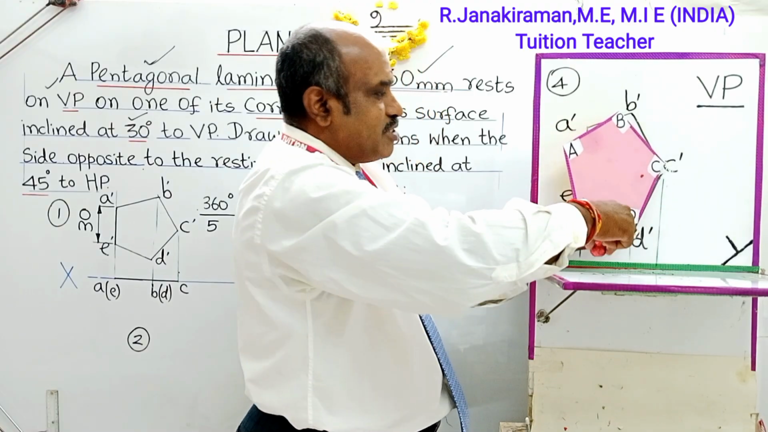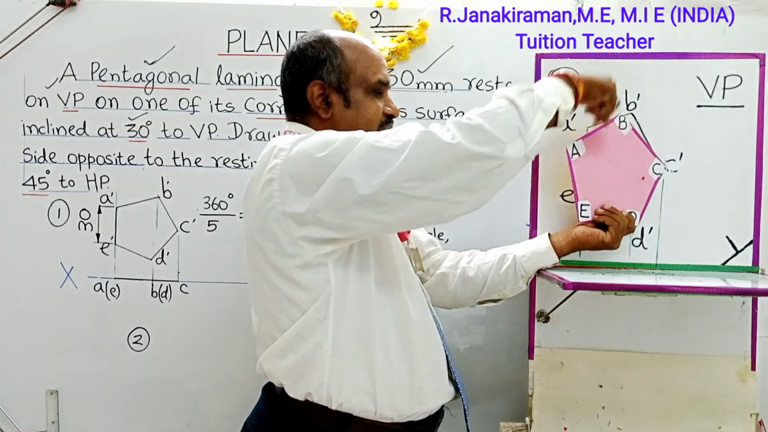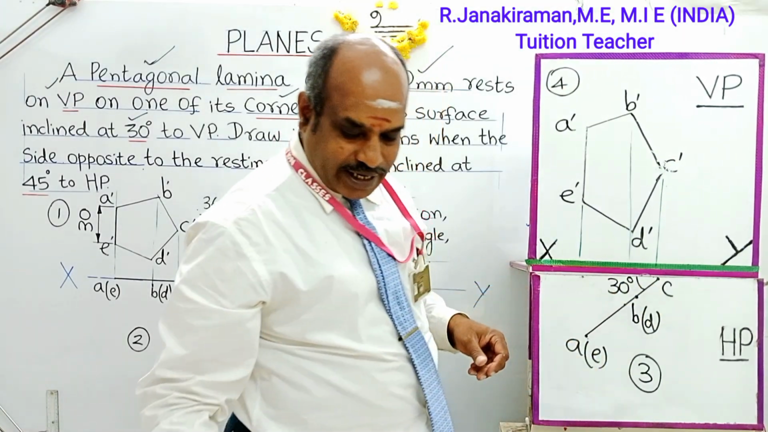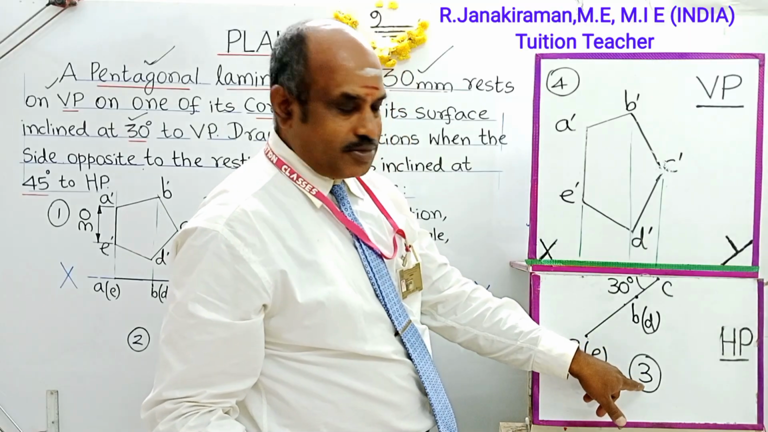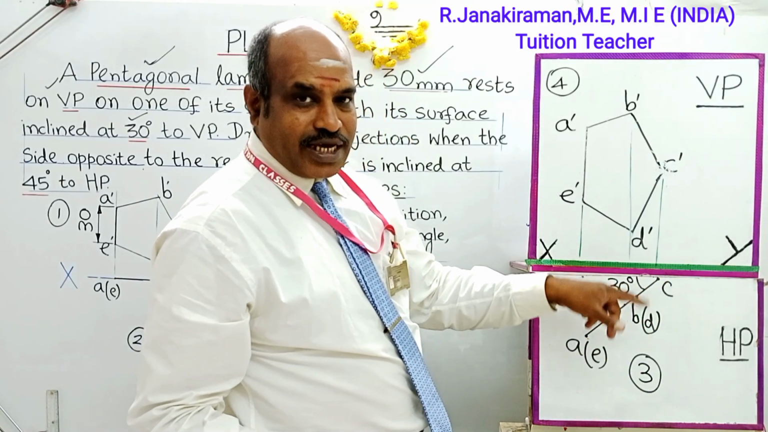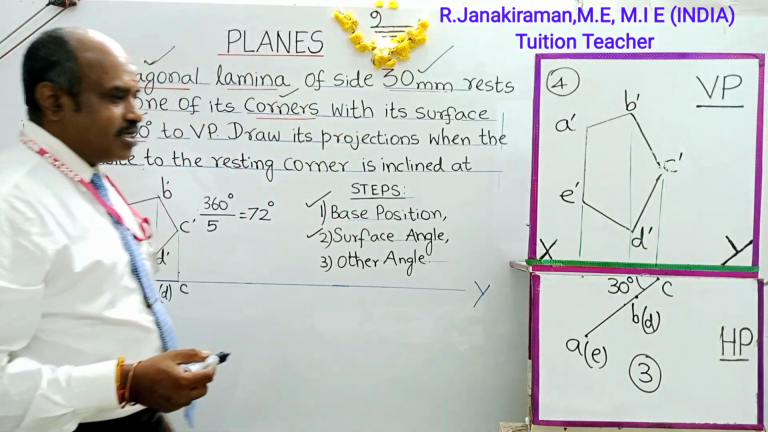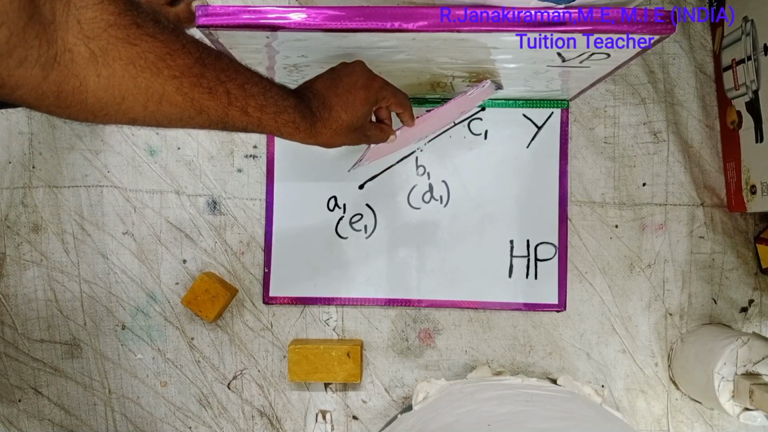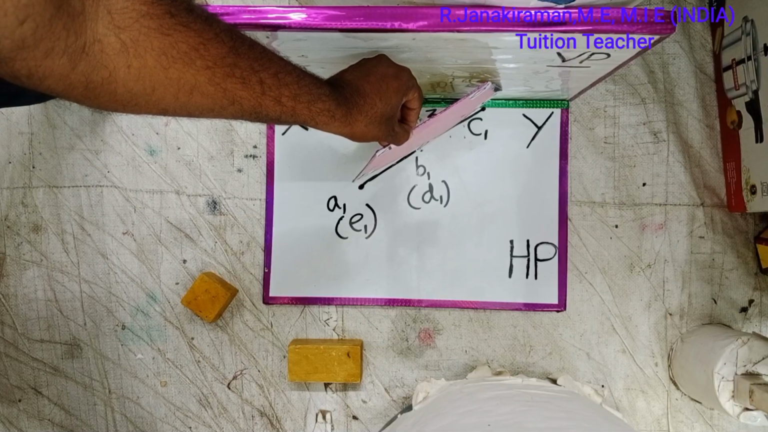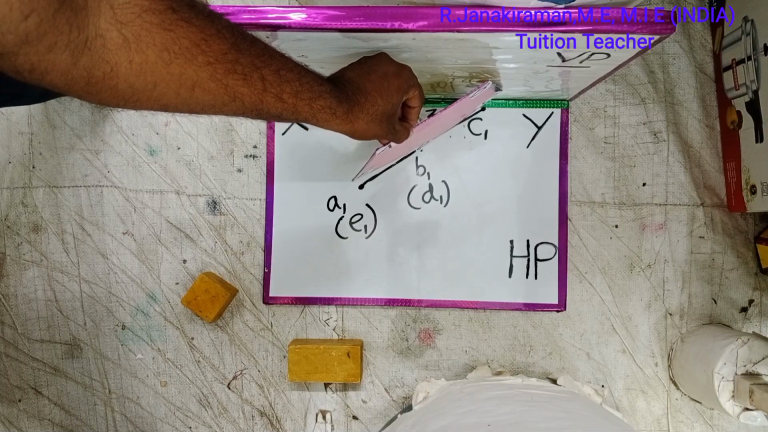And all those points you can join, you get one inclined line in the top view. That inclined line will be our third diagram. Okay, the angle of inclination with VP is 30 degree. That comes below the XY line as per straight line concept. So looking from the top, the observer can see one inclined line. This is surface inclination, top view.